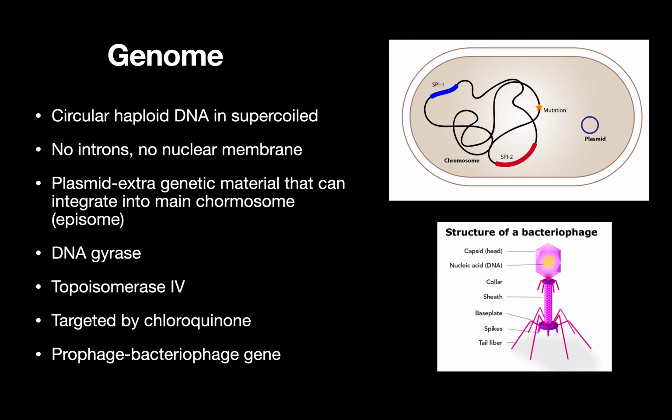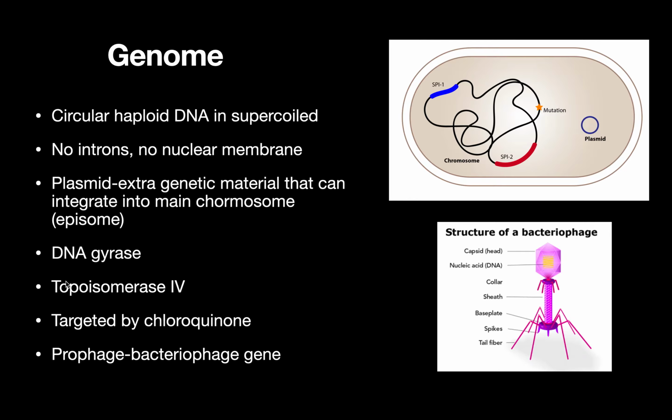Today we're going to go through bacterial genetics. So the bacterial genome is a circular haploid DNA in a supercoiled form, and there are no introns and no nuclear membrane. Instead, it's kind of floating around in something called a nucleoid. The plasmid is extra genetic material, and sometimes that can be incorporated into the main chromosome, especially when things are being passed from one bacteria to another. And if it's able to do that, it's called an episome.